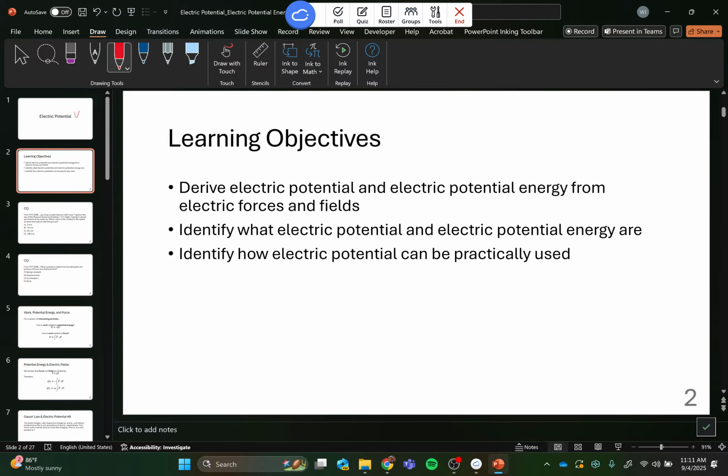So, we're going to first derive electric potential and electric potential energy from forces and fields. We're going to talk about what they are, and then we're going to talk about how they can be used, which is something you already know. You already know how voltage can be used. This is incredibly useful and incredibly relevant because every single one of you has an electronic device somewhere on your person right now that's using voltage. Yeah, your heart does also have a potential difference. It's used to make current, electricity, all that good stuff.